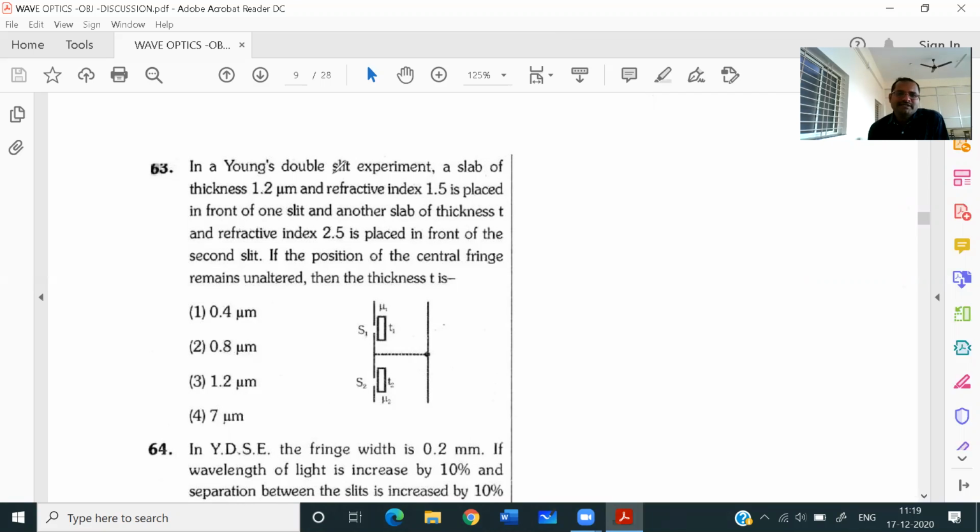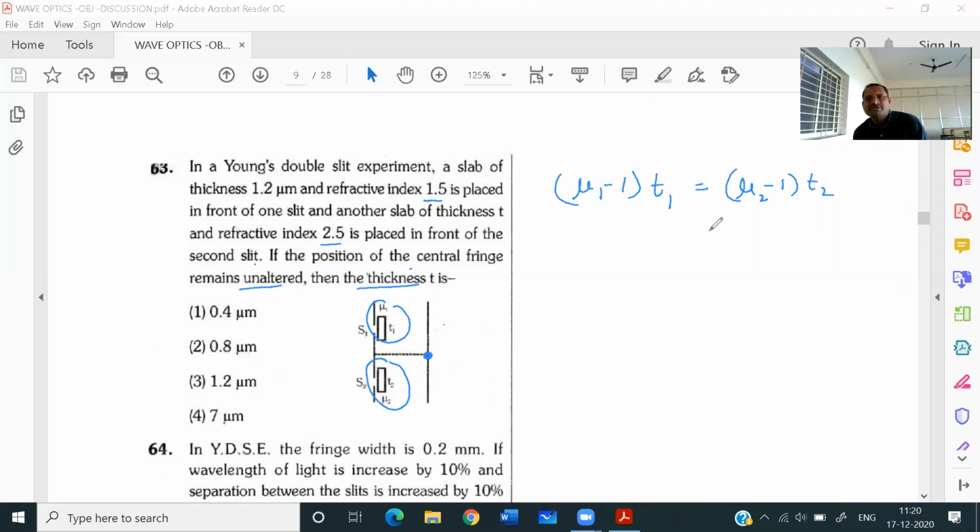They have given: in Young's double slit experiment, a slab of thickness 1.2 micrometer and refractive index 1.5 is placed in front of one of the slits. Another slab of thickness T and refractive index 2.5 is placed in front of the second slit. If the position of the central fringe remains unaffected, then what is the thickness? If the position is unaffected, the shifts must be the same. So the shift due to the first one, (mu1 minus 1) into T1, should be equal to the shift due to the second one, (mu2 minus 1) into T2.